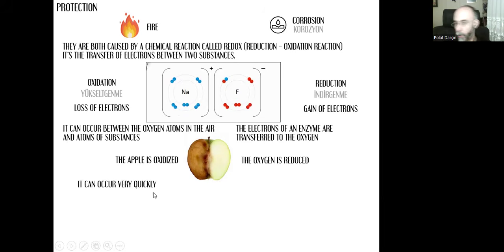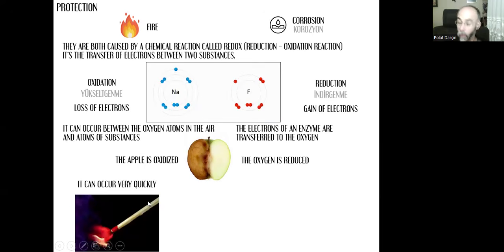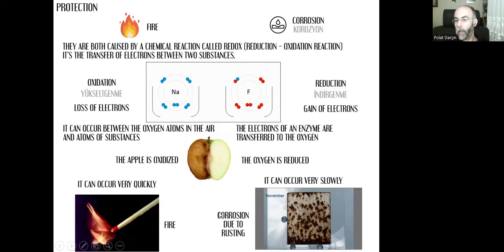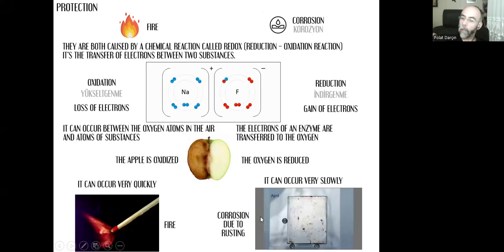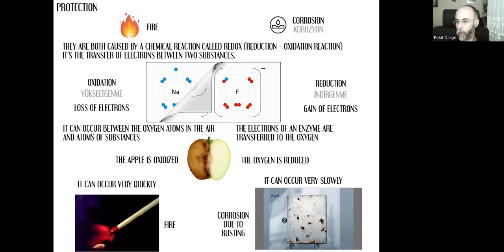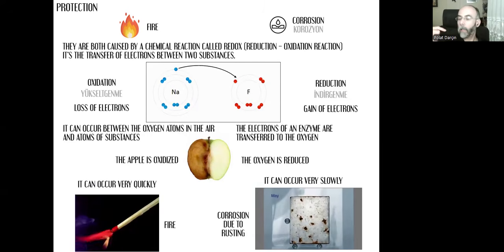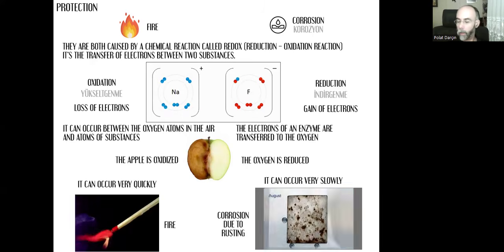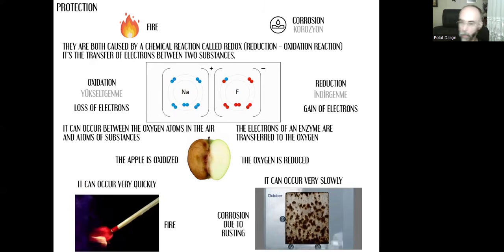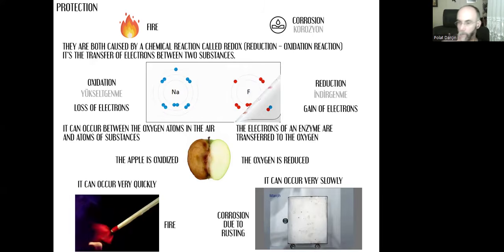It can occur very quickly in case of fire, or it can occur very slowly in case of corrosion. But the corrosion is due to rusting. First, we have rust, and because of rusting, the corrosion, aşınma, chemical abrasion, kimyasal aşınma, bir tür kimyasal aşınma, it happens.